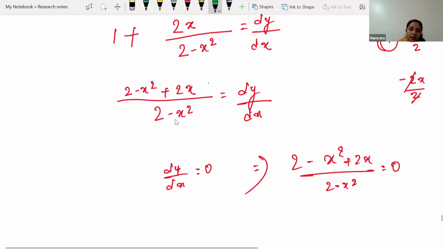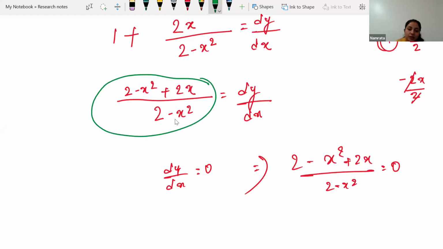This is dy by dx. Okay, we need to check whether it is positive or negative. So 2 minus negative root 3. Root 3, no, negative 3 I have taken. Negative 3 squared will be 9. Here negative 3 into 2 will be minus 6, over 2 minus 9.